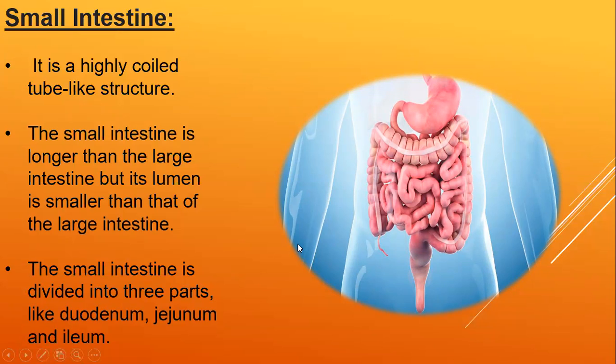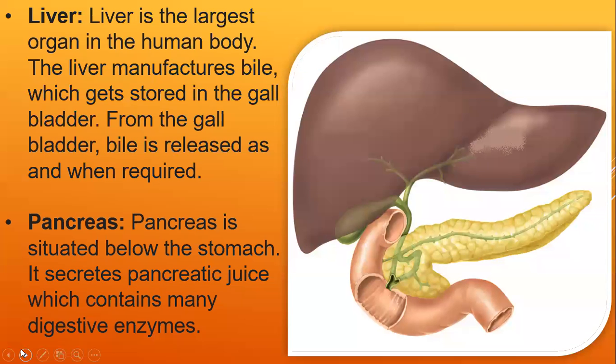The small intestine has three parts: the duodenum, jejunum and ileum. It is a highly coiled tube-like structure. It is longer than the large intestine. And what is the length of the small intestine? Comment please. Yes, 6 meters exactly. Abhijit, Ishiga, correct. 6 meters. And we have the largest organ in our body, that is the liver.